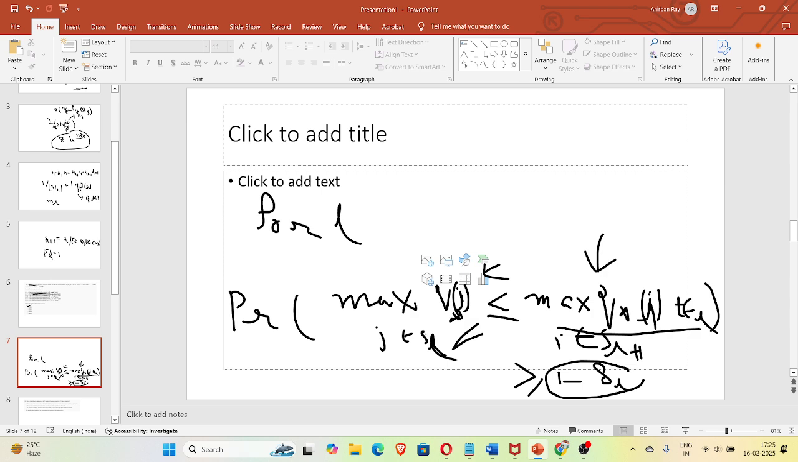So the probability that we get is quite high, 1 minus delta L. So this is the scenario we have.